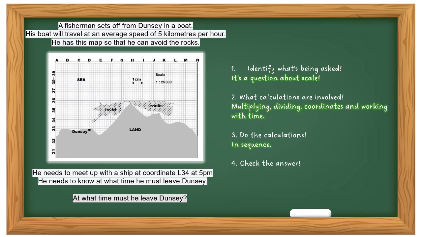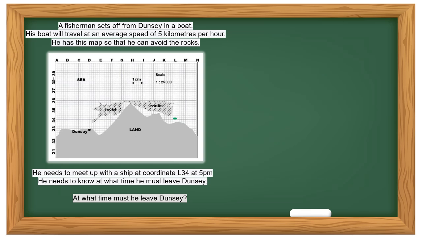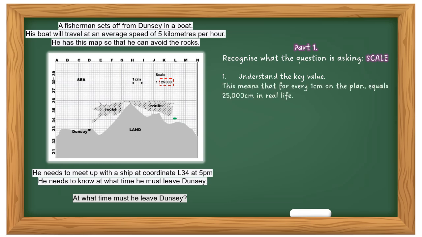Now let's go through the question step by step. Now let's look at part one. In part one, you have to recognize what the question is asking. So in this case, scale. First thing you have to do with scale is understand the key value. You can see there's the key value. What that means is for every 1 centimeter on the map, and you can see one of these little squares is 1 centimeter, that represents 25,000 centimeters in real life. So it's a ratio comparing the plan to real life.